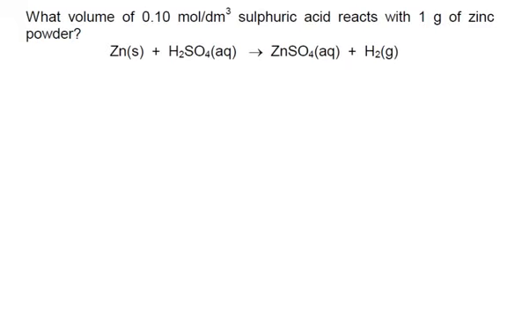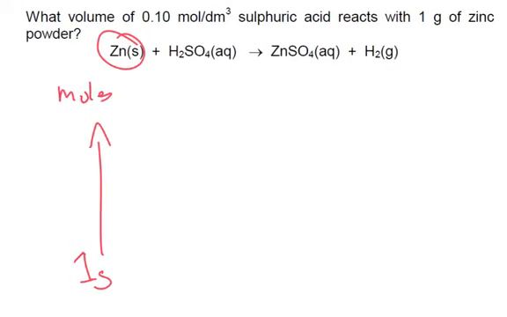Okay, what volume of 0.1 moles per decimeter cubed sulfuric acid reacts with 1 gram of zinc powder? It's a slightly different problem this time. This time we're dealing with a mass to begin with, but it's not a problem, we can still convert to moles. So we've got our mass is 1 gram, and we want to know how many moles of zinc we've got. Well, the molar mass of zinc is 65, so 1 divided by 65 is going to tell us the number of moles. 1 divided by 65, and I get, well, let me just write 1 over 65 here.